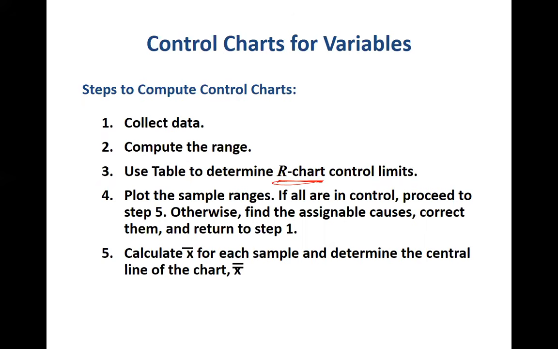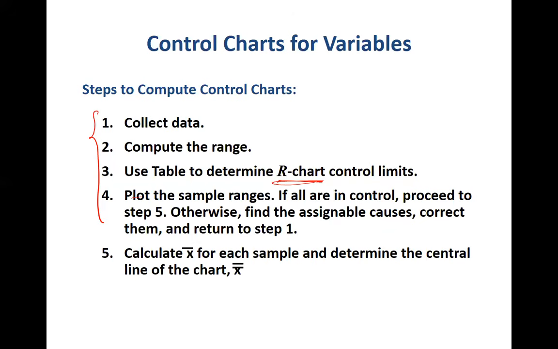We then plot the sample ranges in that R chart that we have constructed. If all the values are in control, then we will move to the next step, which is step number 5. If all the values are not in control, then we have to find the assignable cause for why we have certain values that are outside this R chart control limits. We correct them, and then we return back to step 1. So 1 to 4 has to continue repeating until we are comfortable with the R chart being every value is in control as seen in the R chart.